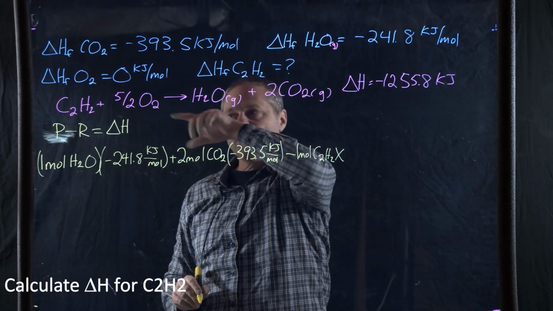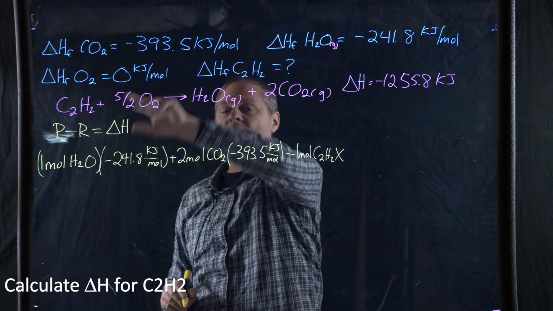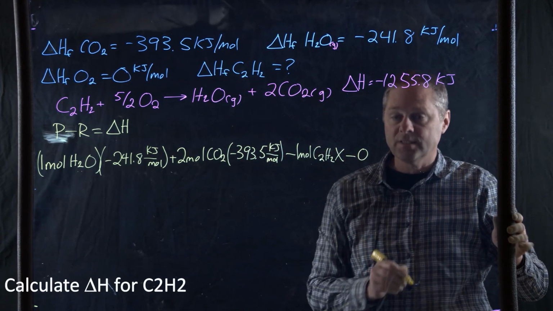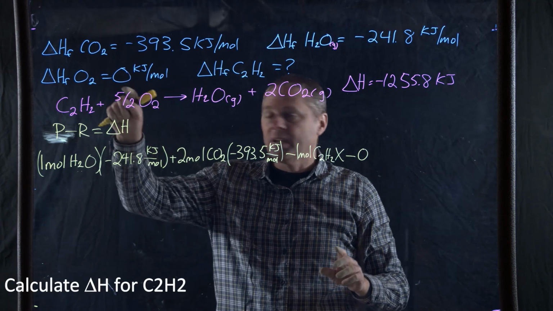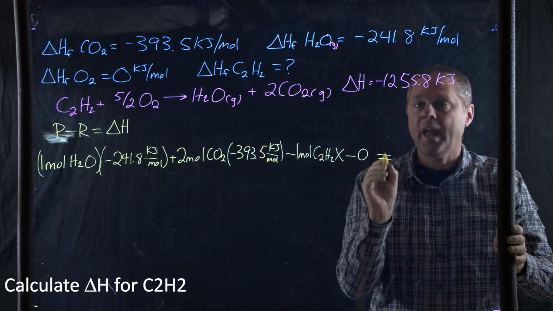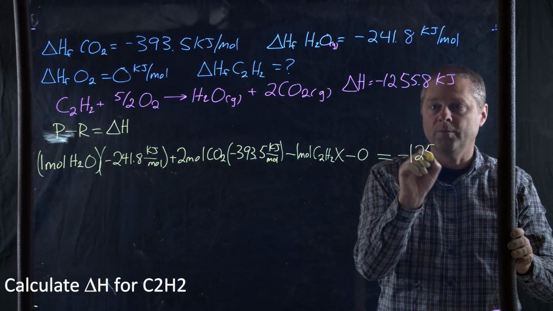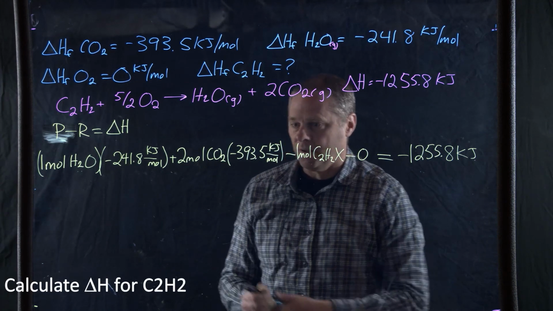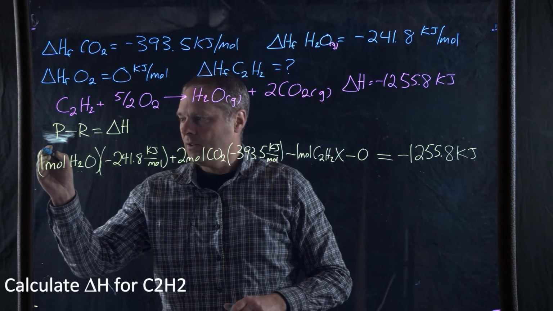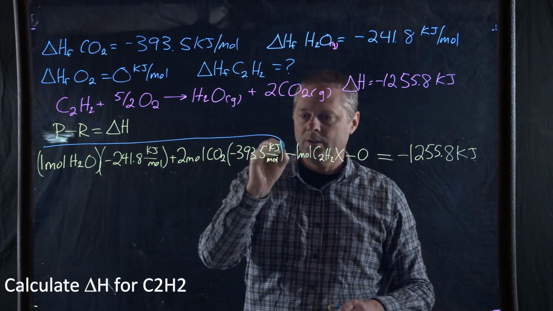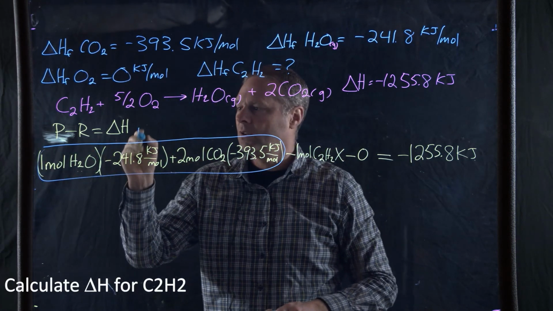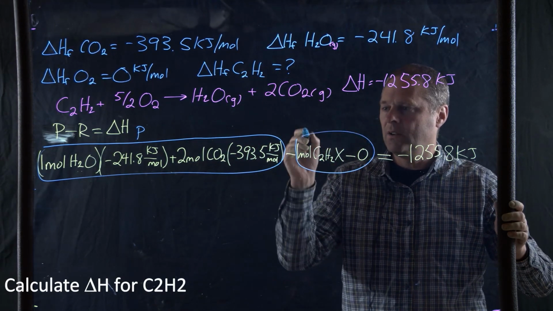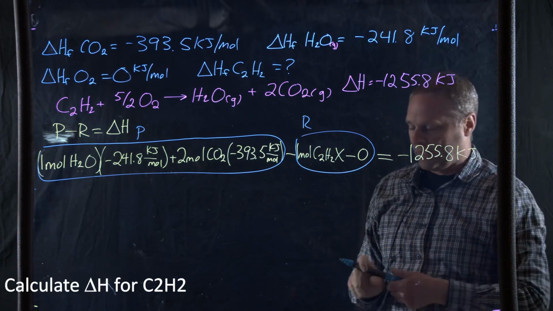Now, what do we do about the oxygen? Since the oxygen is elemental, the heat of formation of all elements is going to be 0. So we can write minus 0 there. And this happens to be equal to minus 1,255.8 kilojoules. Now, before I go any further, those are the products, these are the reactants, and that's our delta H.